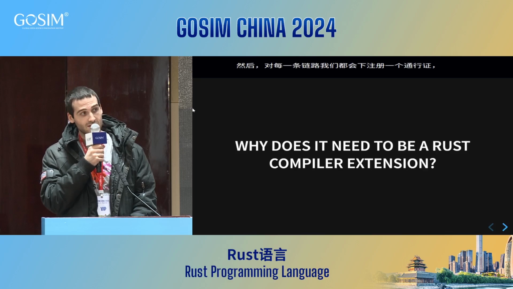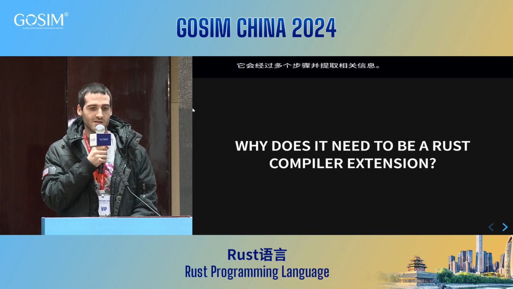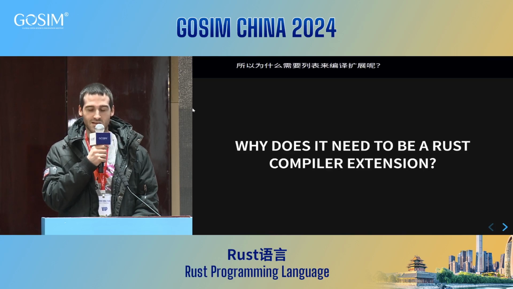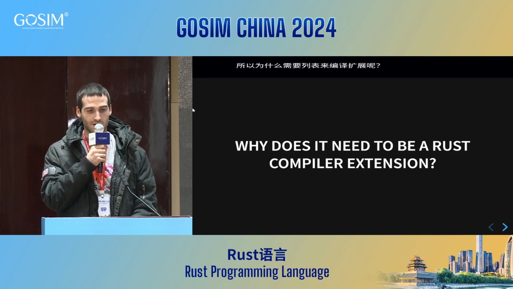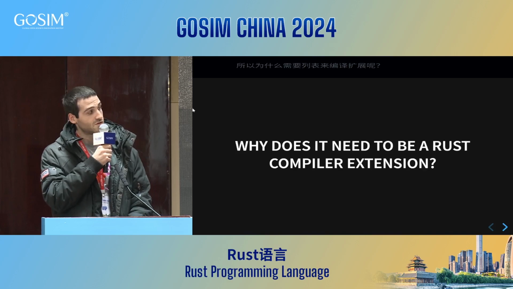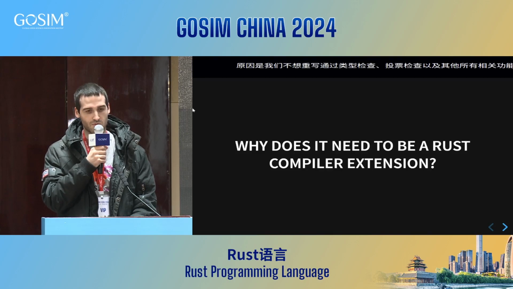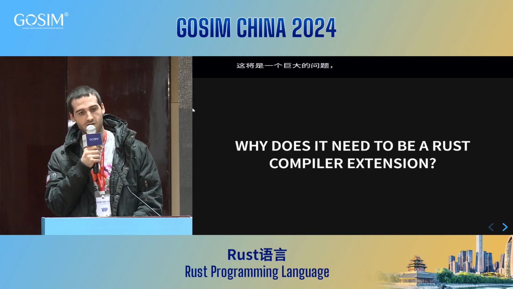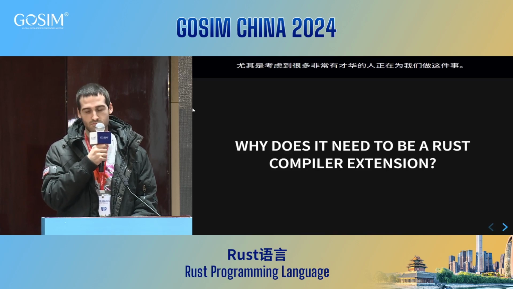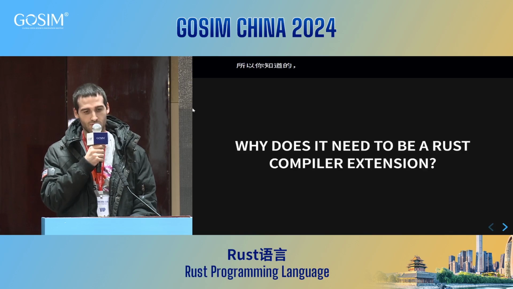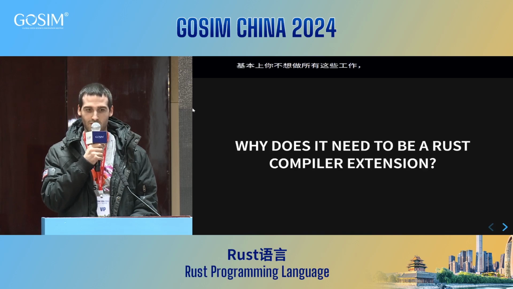So why does it need to be a Rust compiler extension? The reason is that we don't want to rewrite parsing, type checking, borrow checking, and everything. It will be a huge time loss, especially considering that a lot of very talented people are doing it for us. So in our case, in Clippy and in a linter, you basically don't want to do all this work. You just want to use what's existing. So you use the crates that are provided by the Rust compiler directly.